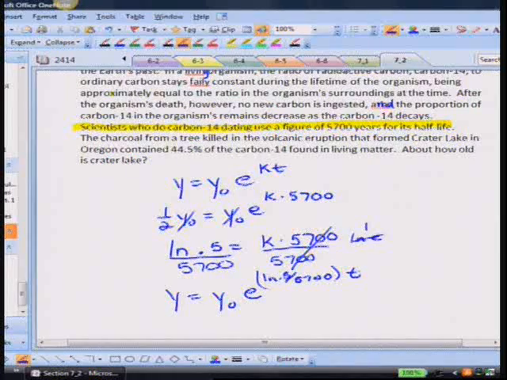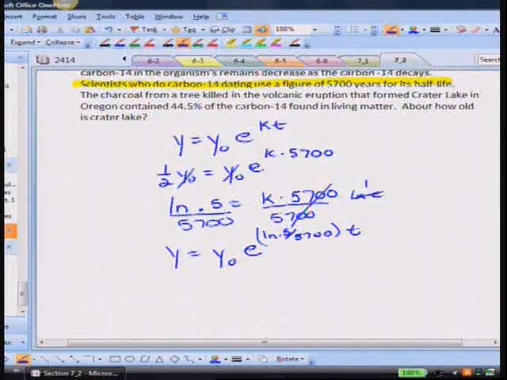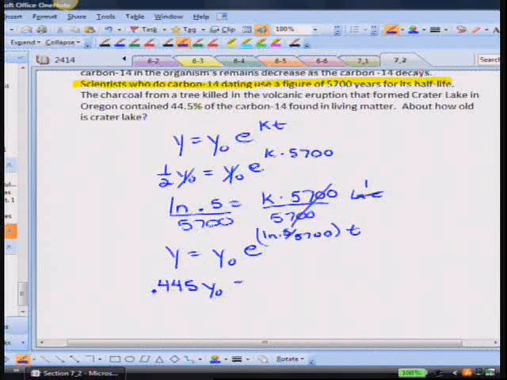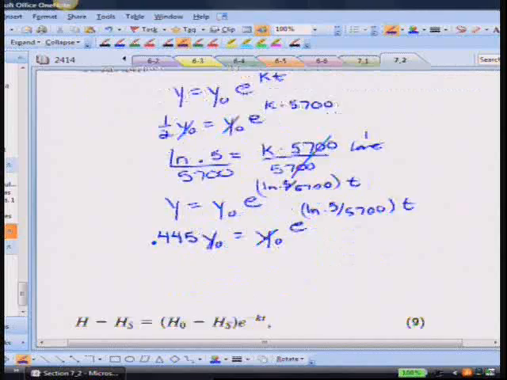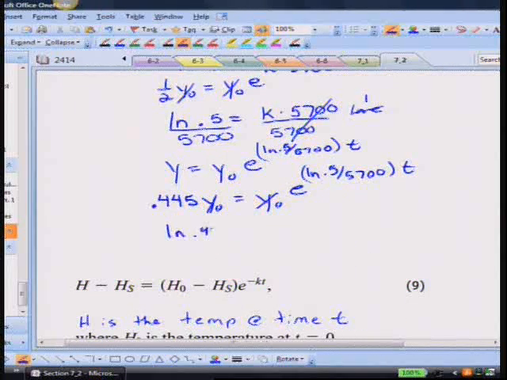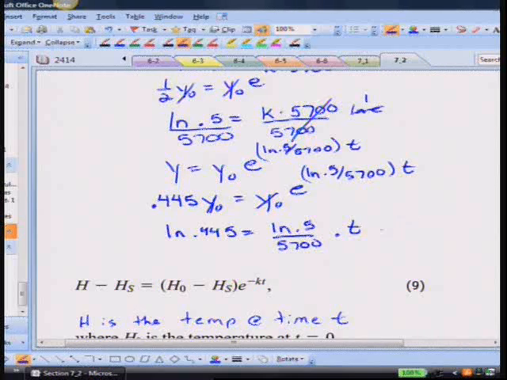So you can put 0.445 in for y and leave out the y naught, or if you want, you can just say 0.445 of y naught is what happened, and we're looking for the when. You see that the y naughts cancel. It doesn't matter how much we started with. Then we can take the ln of both sides. So we have ln 0.445 equals ln 0.5 over 5,700 times t. Of course, the ln of e is 1, so we don't have to worry about that.